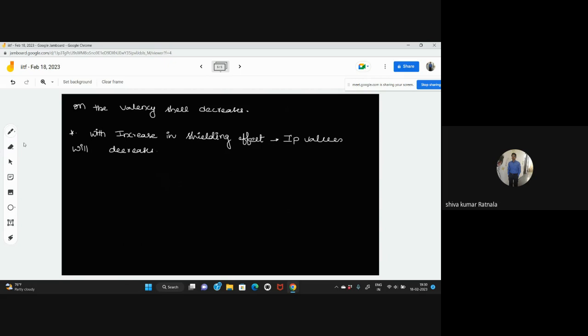Then next, tell me. The next point is how this is going to change in periods and groups. The trends: how IP values change in periods and in groups, how it will take place.